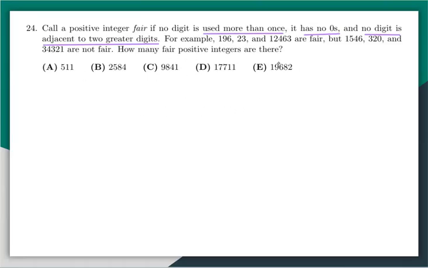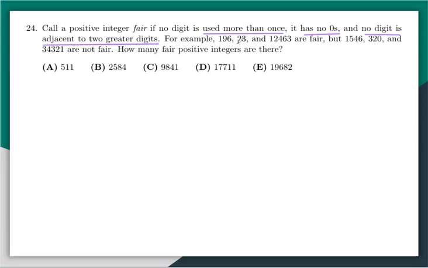Whenever we have some problem like this, I really ask students to understand the given examples, because these are usually a good way to explore what they are asking for. So we are told that 196 is good. Let's see why. Because the digits are all different, right? That's good. No zeros, that's good. And then it says no digit is adjacent to two greater digits. When you look at 9, the left is 1, the right is 6. Those are smaller than 9. So 9 is not adjacent to larger numbers, which is good.